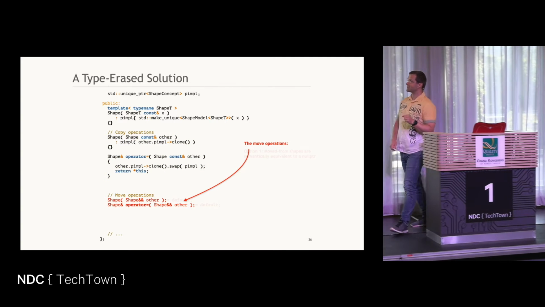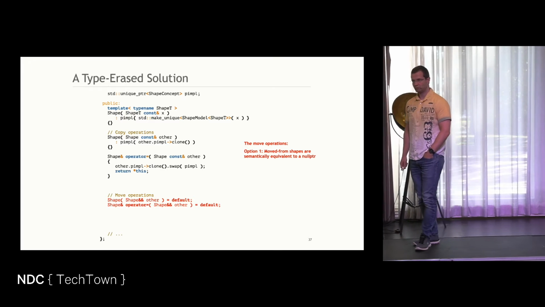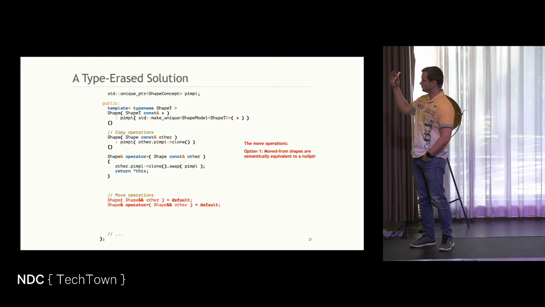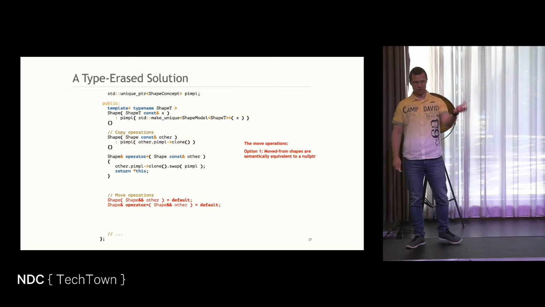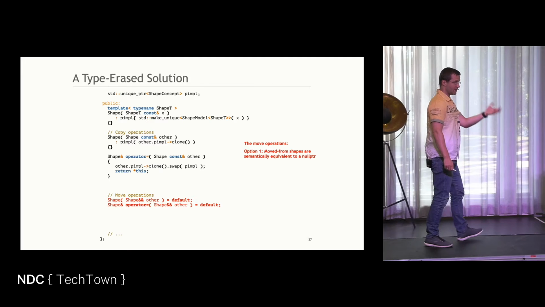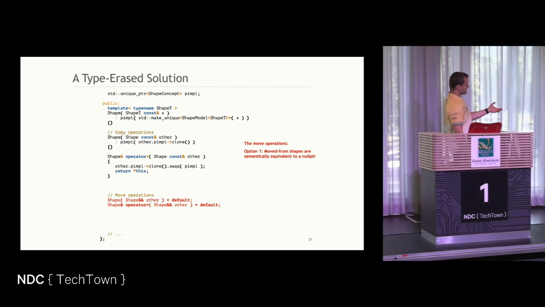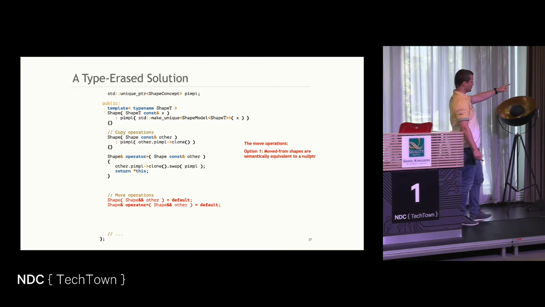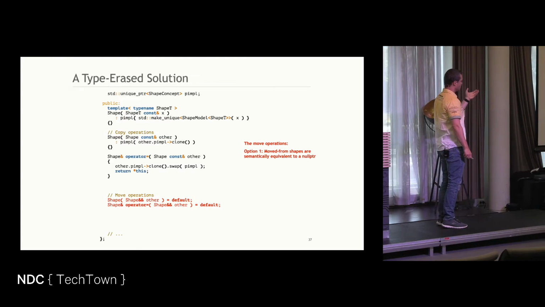So the move operations can either be just defaulted. This is easy. So we can now move again. However, the consequence is, of course, that if you move from a shape, the shape now contains a null pointer, an empty unique pointer. And it means that if you move from such a value, and after all, we can copy this, we perceive it as a value, then suddenly this is something that results in a crash.